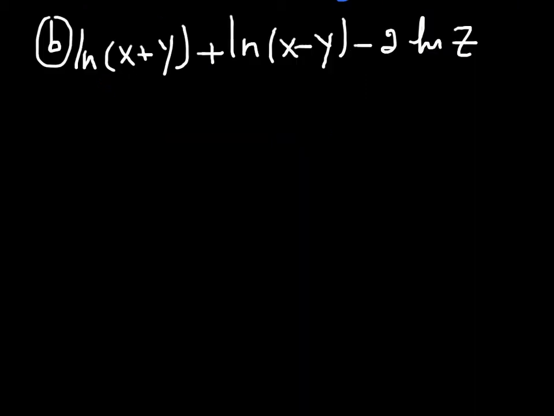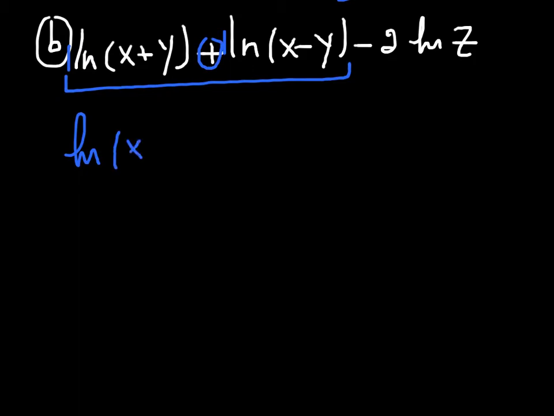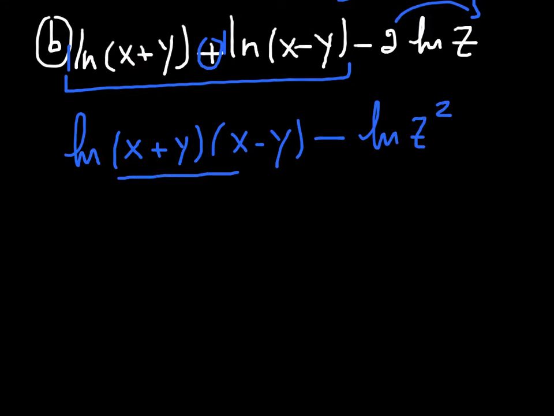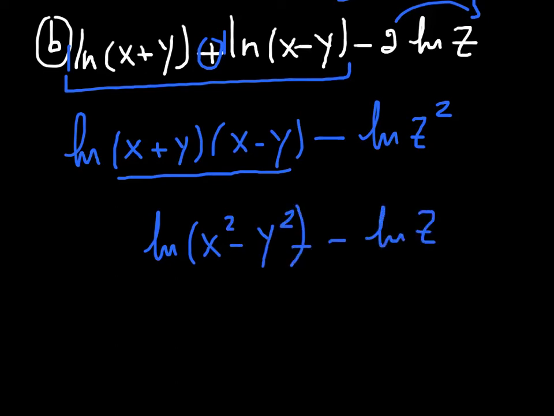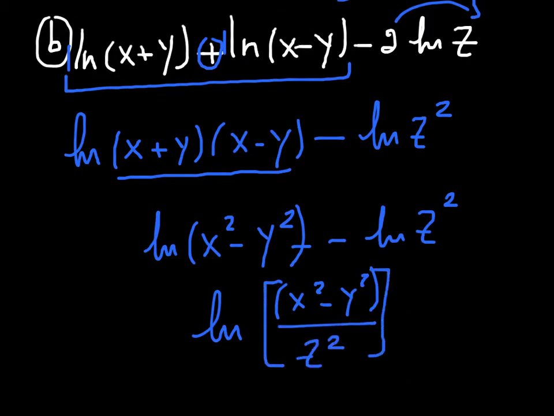Okay, condensing these types of logs, I can condense these two because both of them have a coefficient of 1. That will give you, because you're adding them, their product, x plus y times x minus y. And now this one here, I'm going to get rid of the coefficient and make it ln z squared. Now these, I can condense some more: the difference of 2 squares, x squared minus y squared. And this one is going to be ln of z squared. Combining these two logs is going to be their quotient, which is x squared minus y squared divided by z squared. And this all has to be put in a bracket, and done.